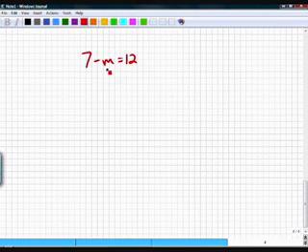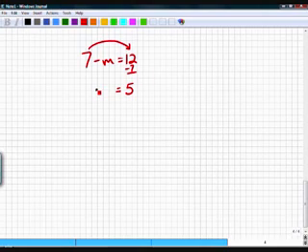To get m by itself, what am I going to get rid of? The 7. Is 7 a negative number? No. A lot of people put this negative right here with the 7. That negative does not go with the 7. What does the negative go with? The m. That's a positive 7 and a negative m. So if I move positive 7, what does it become? A negative 7. So 12 and negative 7 is 5, right?